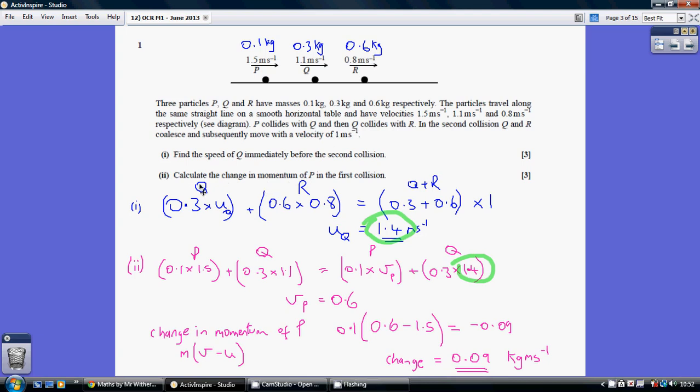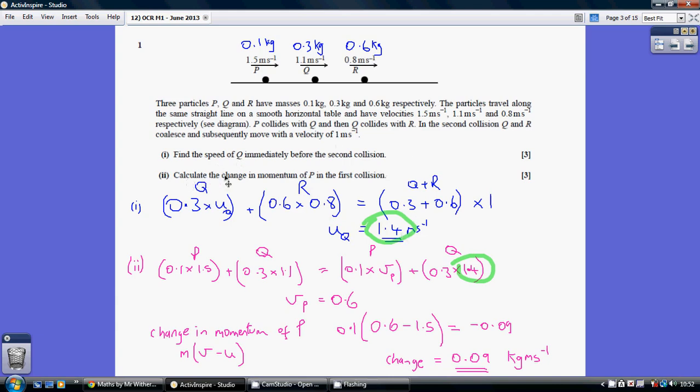So using the conservation of momentum, mv plus mv equals mv plus mv, before and after, we're just substituting in, and we can work out that the speed of Q before the second collision is 1.4 meters per second.